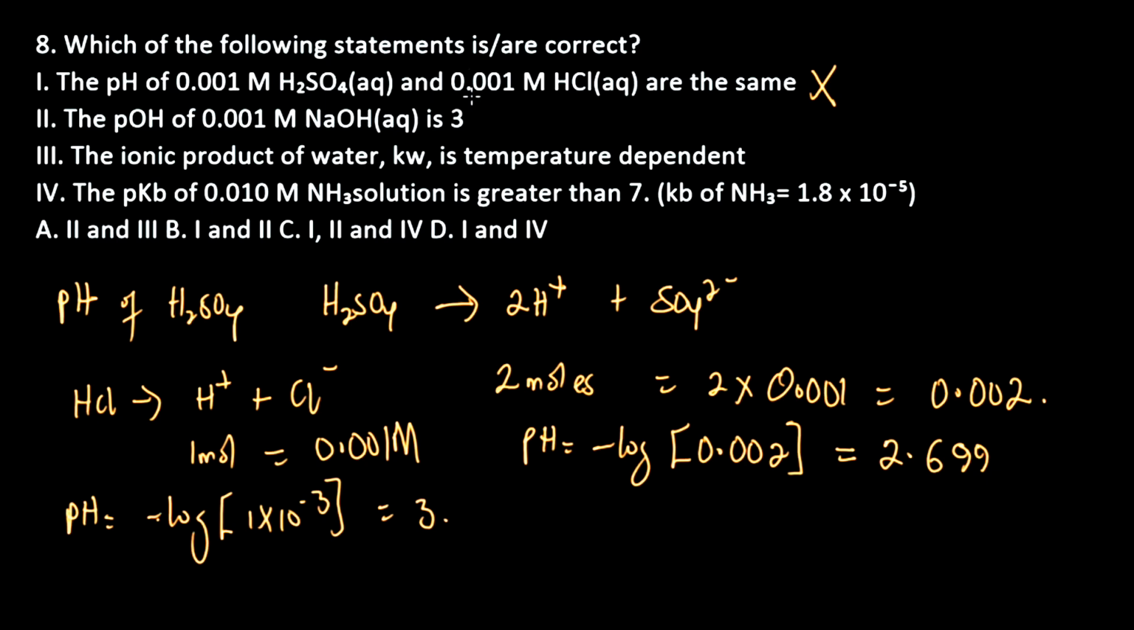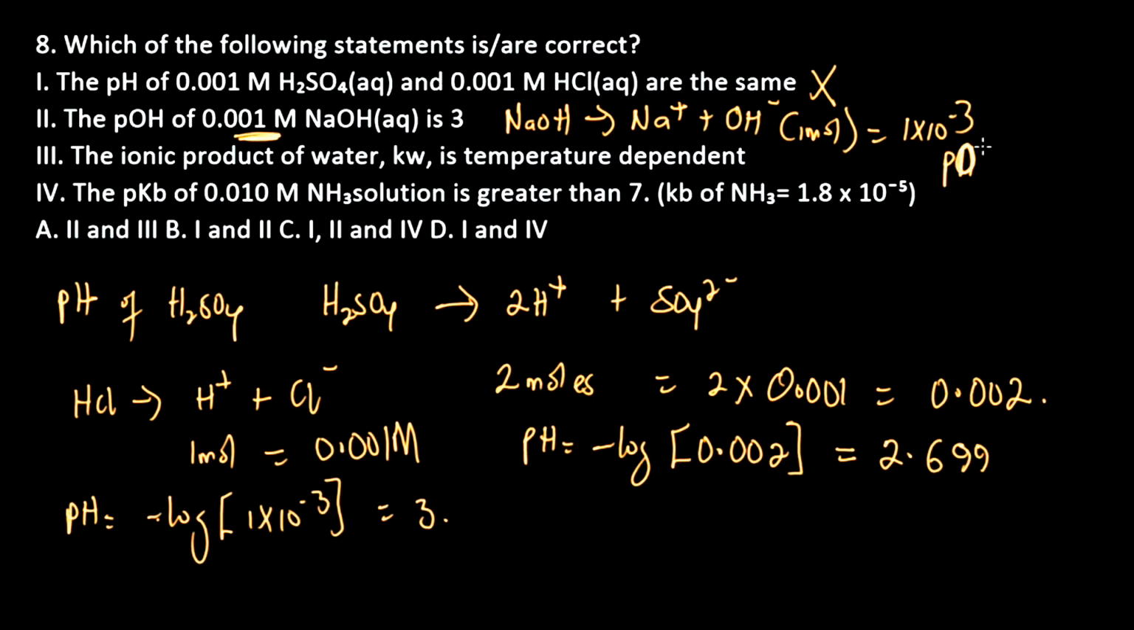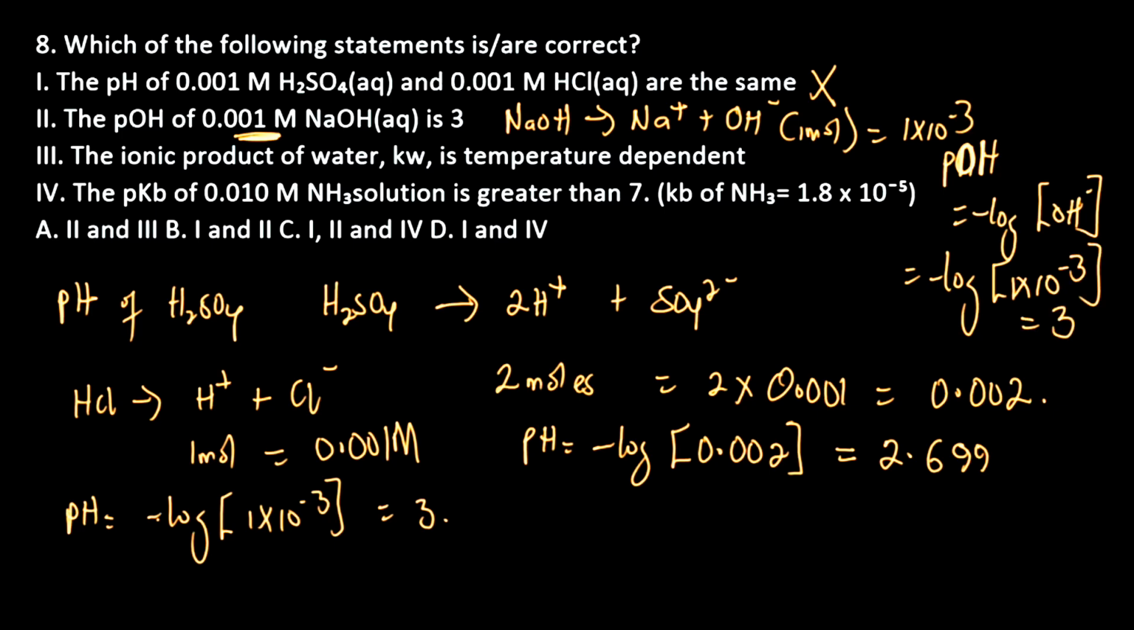Now, the pOH of sodium hydroxide is 3. Let's find out. Sodium hydroxide is basically Na+ and OH-, right? So this is 1 mole, and this 1 mole is the same thing as 1 times 10 raised to power minus 3. The pOH is going to be negative log of the OH-. So we have negative log of 1 times 10 raised to power minus 3. So we have it to be 3. So the answer here is 3. So this is right. This is correct.